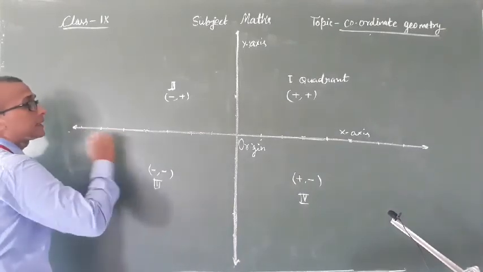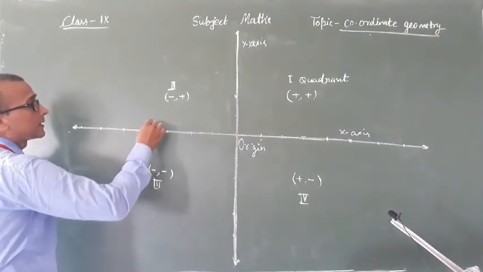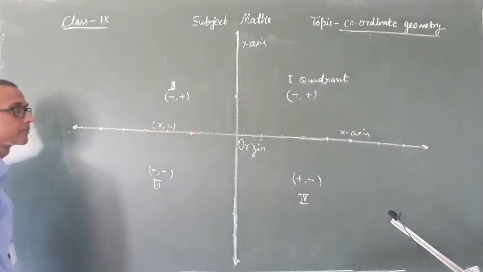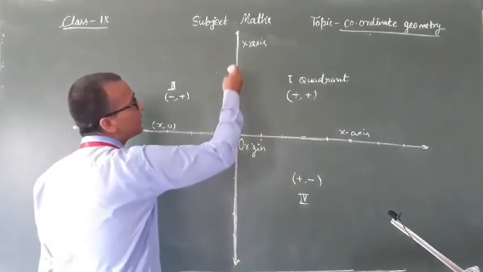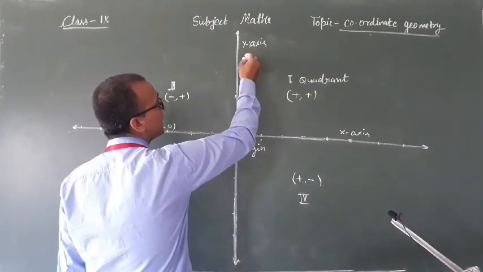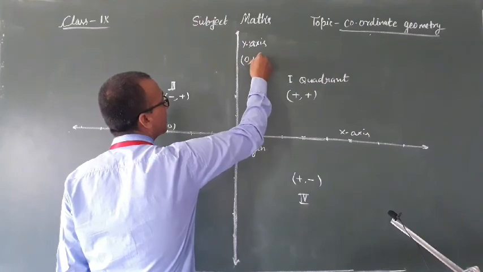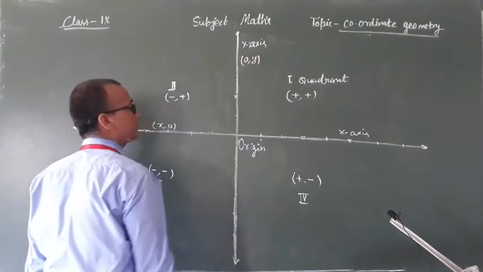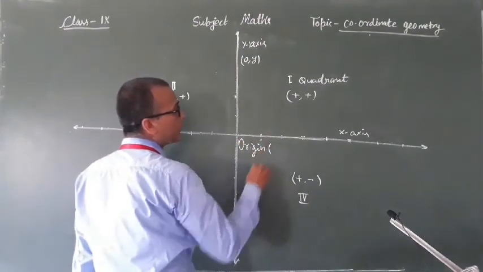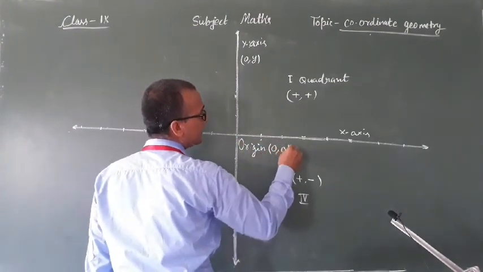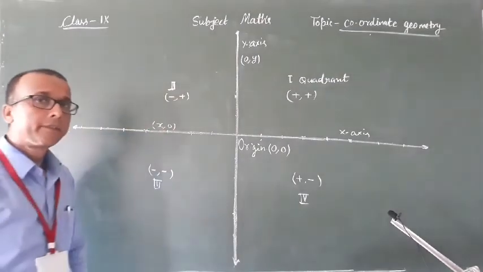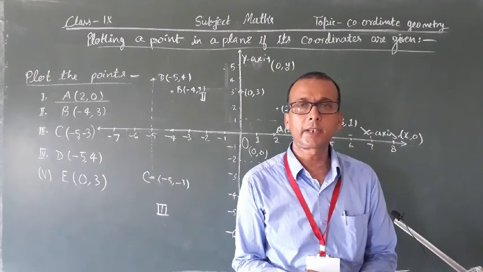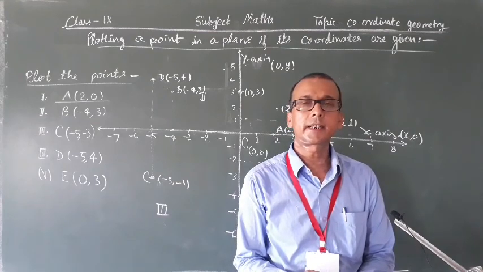When a point is situated on the x-axis, it will be in the form (x, 0). When a point is situated on the ordinate or y-axis, it will be in the form (0, y). The coordinate of the origin is (0, 0). We have discussed it. Try to understand all the points related to coordinate geometry.